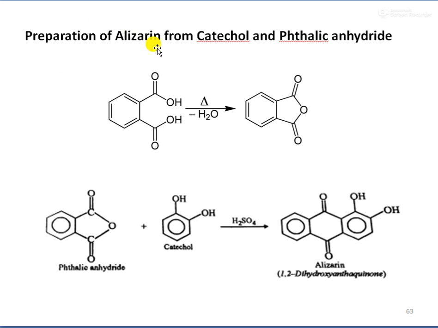Then let us see the preparation of alizarin from catechol and phthalic anhydride. This is only one of the techniques for preparing alizarin. So catechol is treated with phthalic anhydride. Phthalic anhydride is derived from phthalic acid; on heating, one water molecule is lost and phthalic anhydride is obtained. This compound reacts with catechol, and we get alizarin dye. This is the structure of alizarin dye. This is 1,2-dihydroxyanthraquinone.